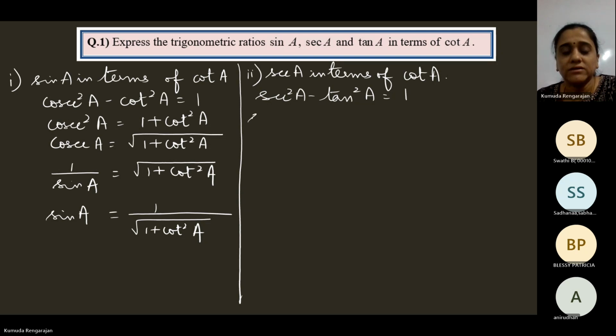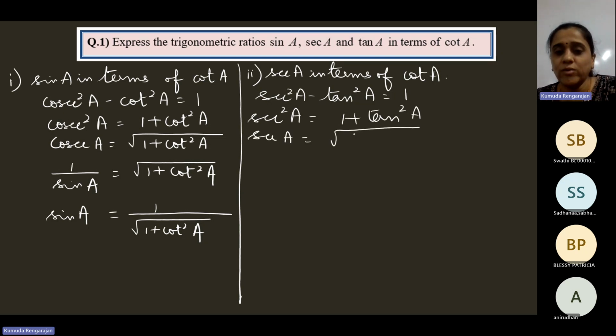So secant square A is equal to 1 plus tan square A. So secant A is equal to square root of 1 plus tan square A. Now this tan should become cot. Tan should be written as cot. So it will be 1 plus, what is tan square A?